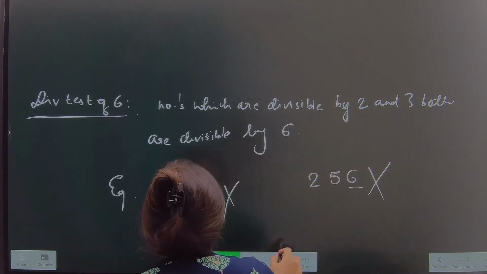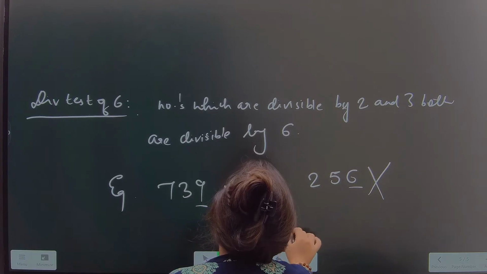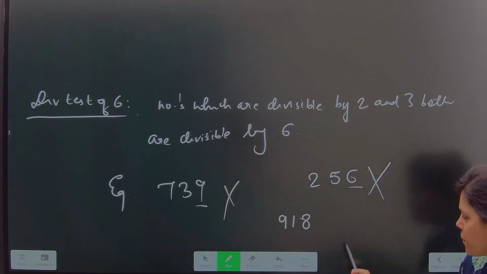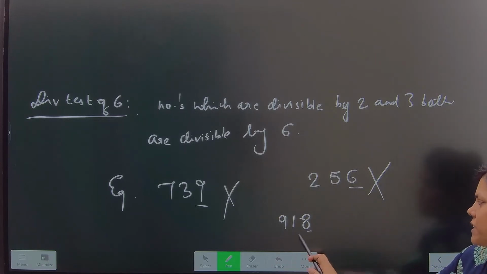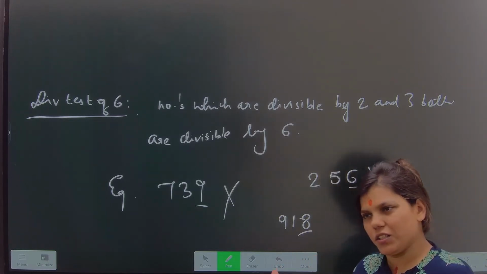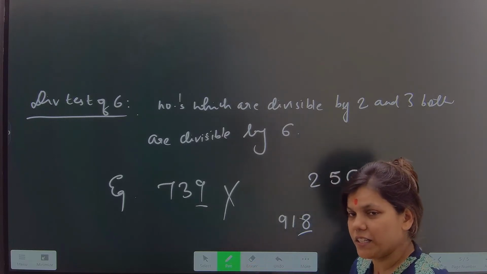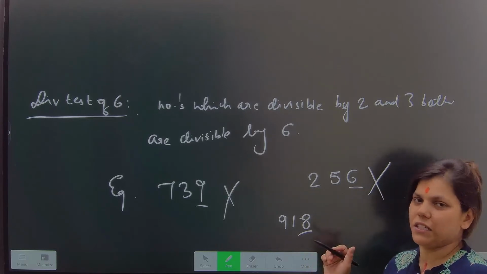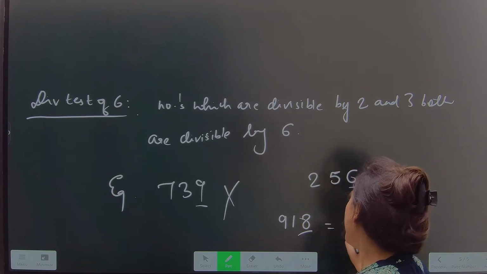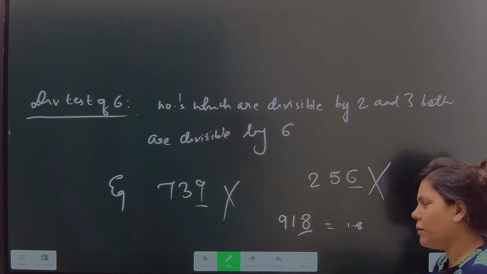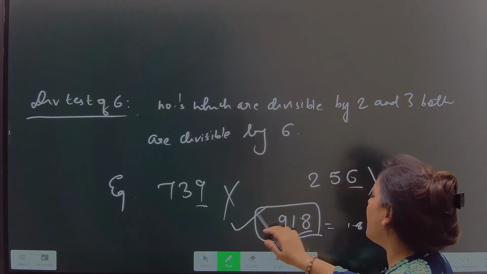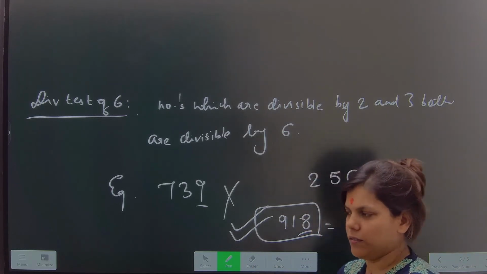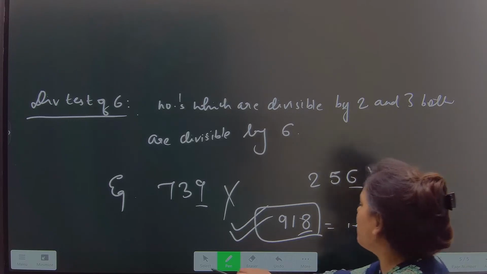Now, nine one eight. So this number is divisible by 2 because the last digit is 8. Now check whether it is divisible by 3 also. So 9 plus 1 is 10 and 10 plus 8 is 18. So 18 is divisible by 3. Hence this number is divisible by 6 because it is divisible by 2 and 3 both. Understood? Let me take one more example.